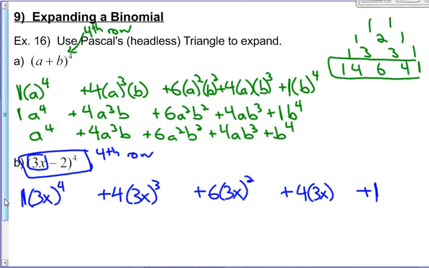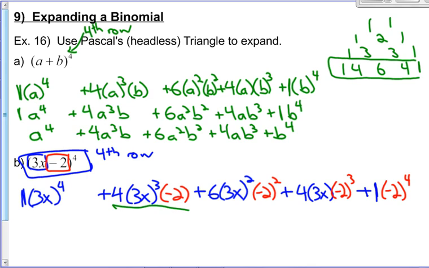The negative 2, that's going to be our b. It's not going to show up in the first term. And then we're going to have negative 2 to the 1, negative 2 to the 2, negative 2 to the 3, and negative 2 to the 4. That is the expansion. It's just not put in pretty form. Okay? So notice, these three terms here need to have their exponents dealt with, and they need to be multiplied together. But they're ready to go.